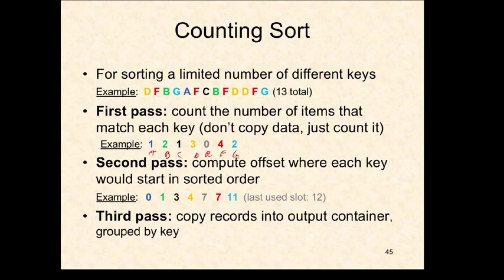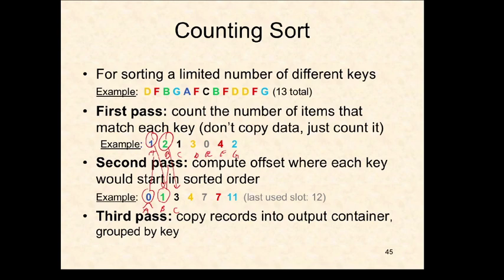Then I do the second pass. I'm going to compute where each one would start. The A's have to start at index 0. Where will the B's start? The B's will start at the same place the A's started plus the number of A's. Then where do the C's start? The C's start where the B's started plus the number of B's. So I compute these cumulative offsets of where they would go in the initial array.